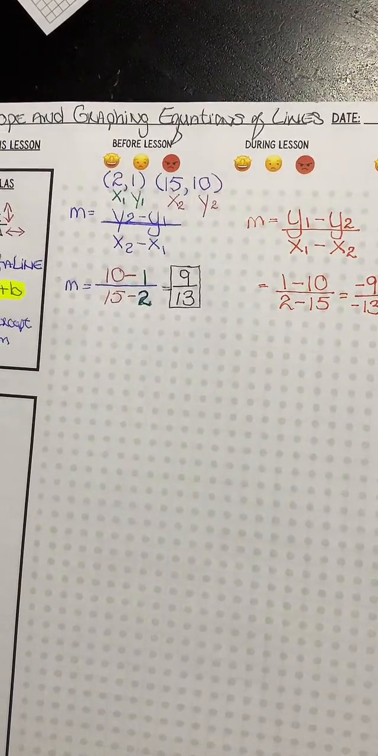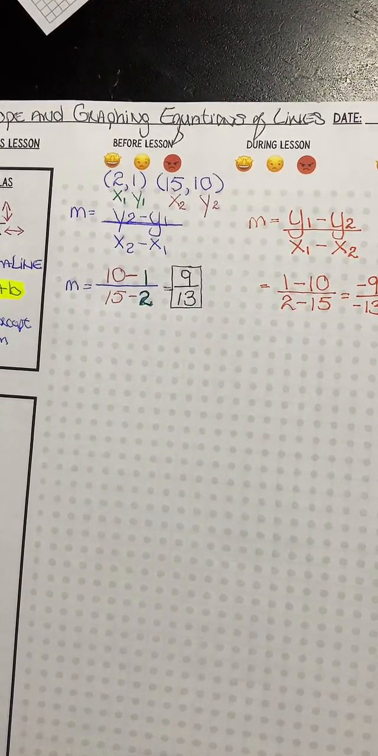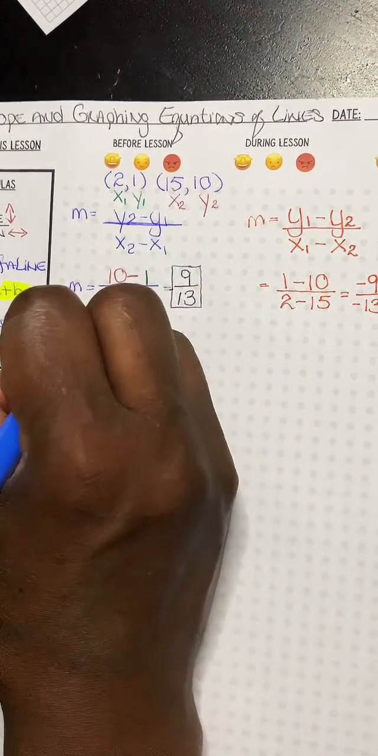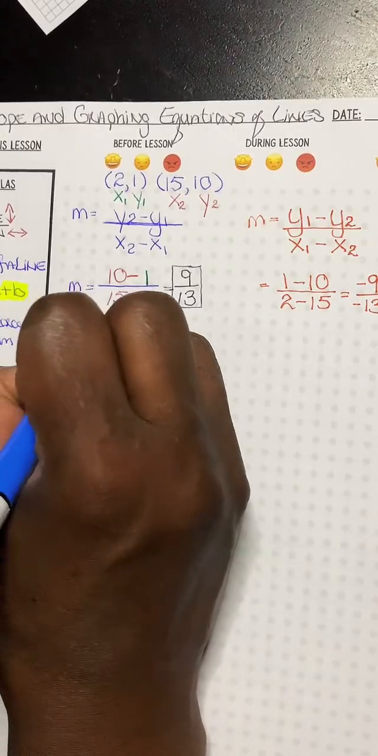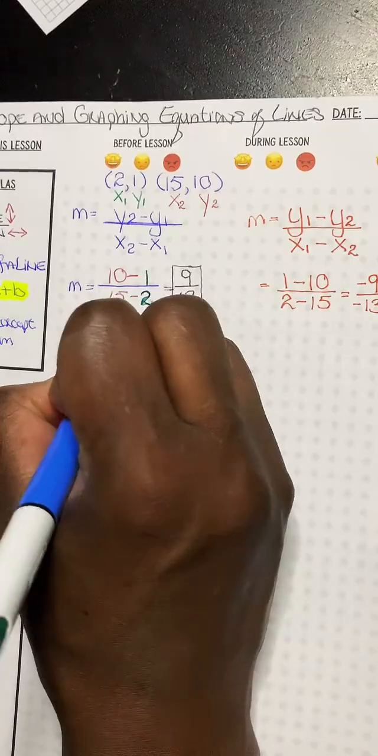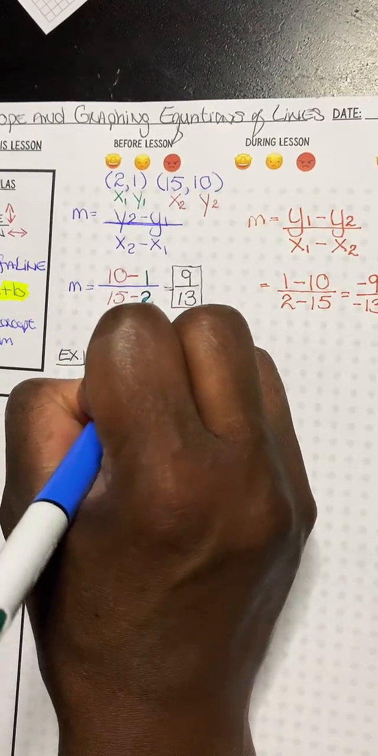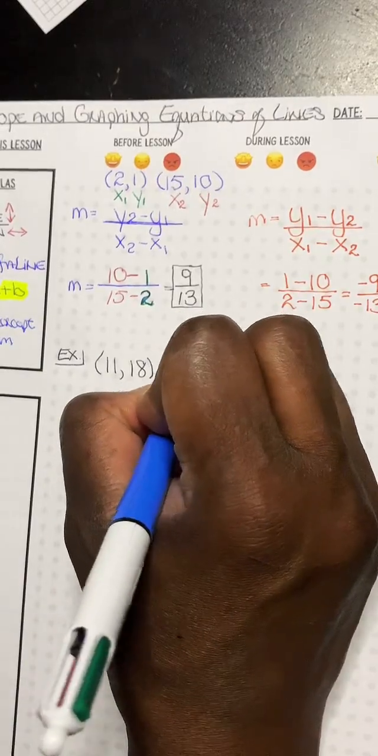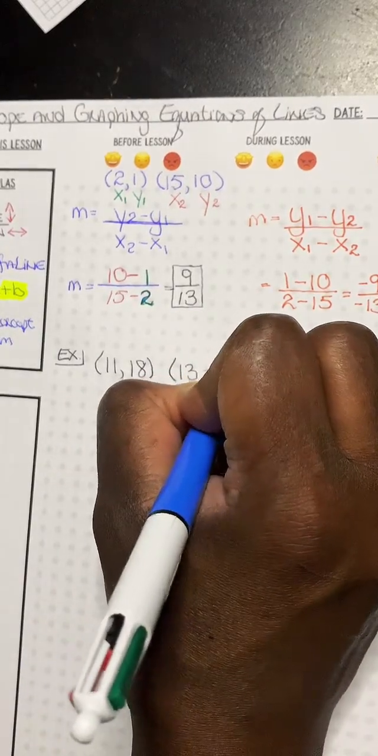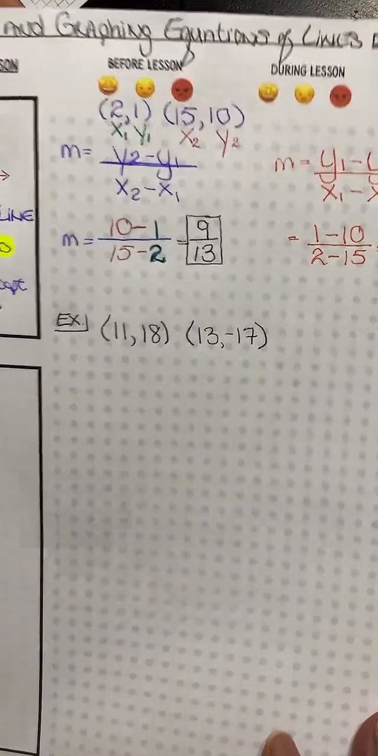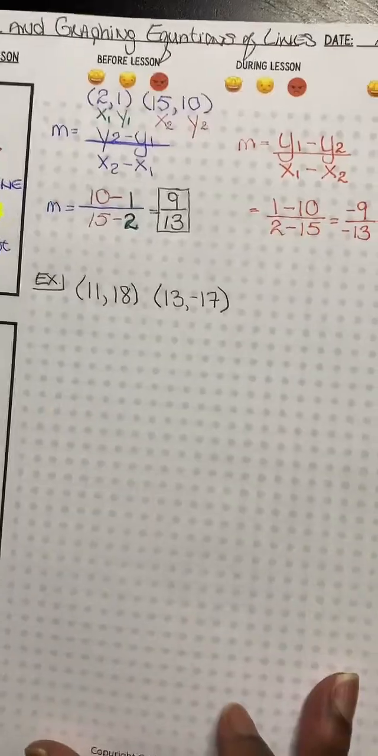Now, let's go to another one. Let's try another one. So, here we go. So let's say 11, 18, and 13, minus 17. There we go.